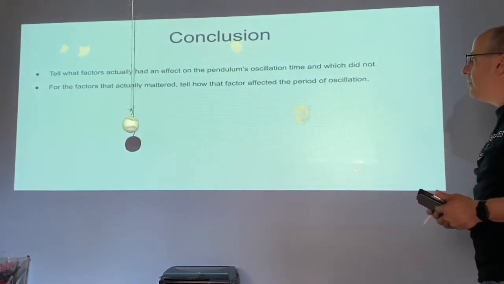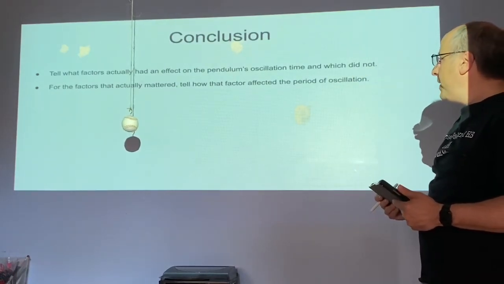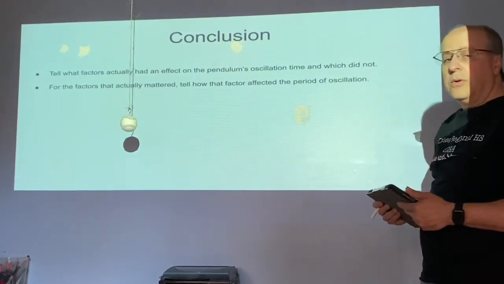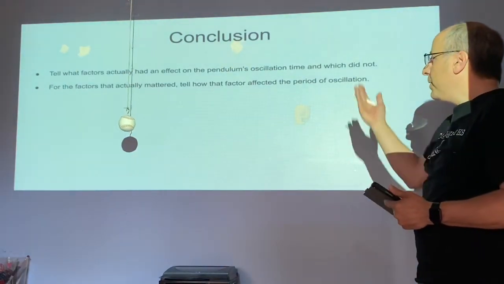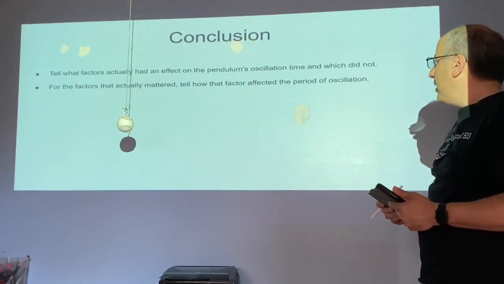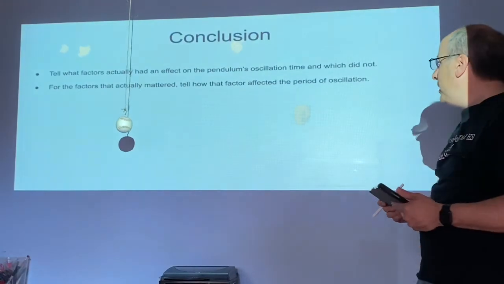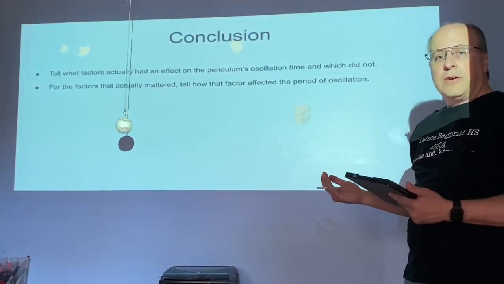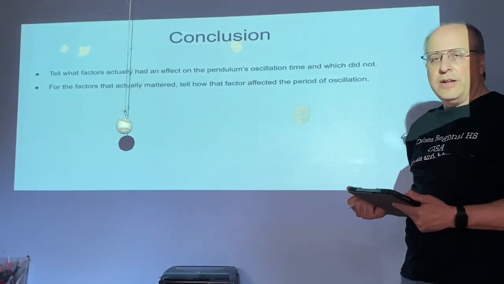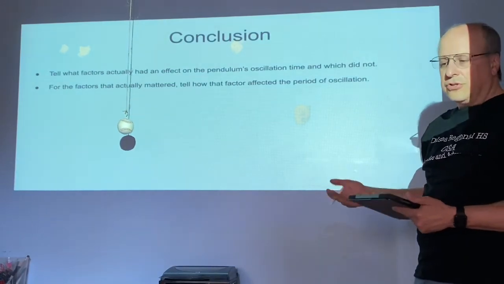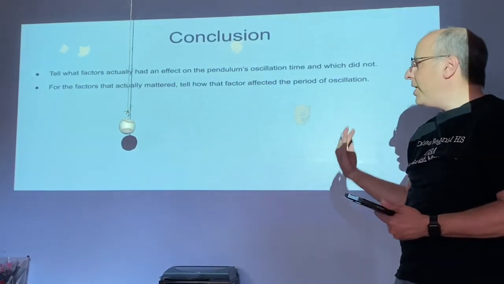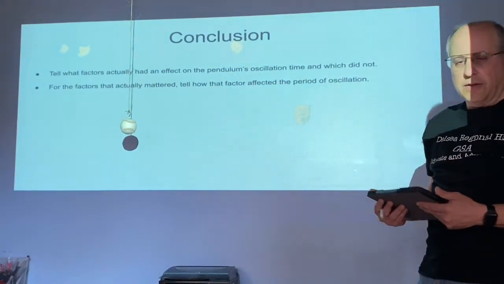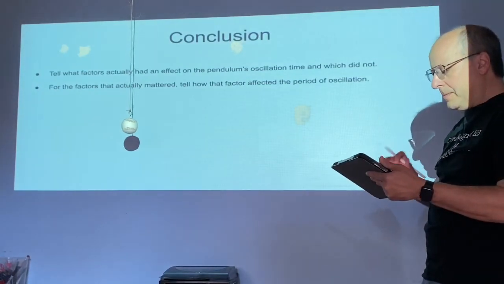At the end, tell what factors had an effect on the pendulum's oscillation and which did not. For the factors that actually mattered, tell how each of them affected the period, and tell me whether or not your hypothesis was accurate. You're not going to get extra credit. You're not going to get deducted credit if your hypothesis is wrong. So just do your best with that.